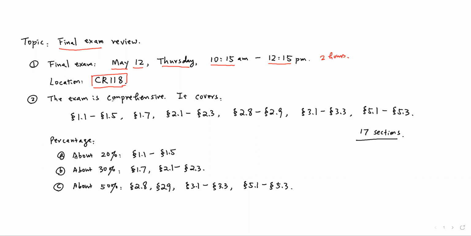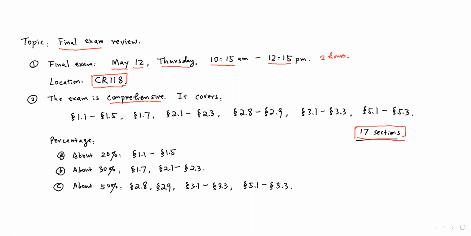The final exam is comprehensive. It covers sections 1.1 to 1.5, 1.7, 2.1 to 2.3, 2.8, 2.9, 3.1 to 3.3, and 5.1 to 5.3. In total, 17 sections.